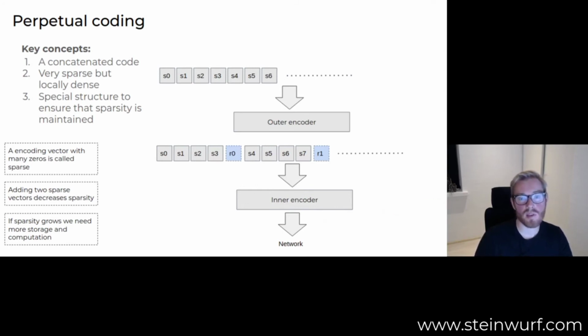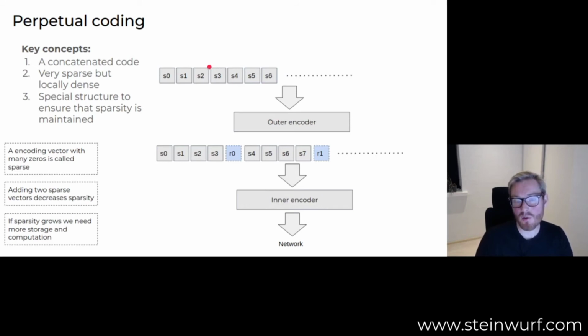The second concept in perpetual coding is that it's very, very sparse. This means that the equations we are sending are only going to be a linear combination of a very small subset of the input symbols. But it's going to be locally very dense, which means that we will have a lot of zeros surrounding our non-zero coding coefficients, and then we're going to have a small group here of non-zero coding coefficients, for example. And this is a special structure that is created in the perpetual code such that we can maintain the sparsity during decoding.